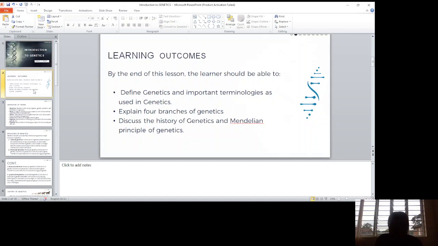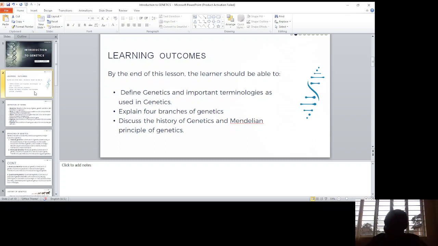We will start by defining genetics and some other important terminologies as used in genetics. Then we will move on to an explanation of four main branches of genetics. And finally, we shall discuss the history of genetics and the Mendelian principles of genetics. So without further ado, let's look at the definition of genetics and some other terms.